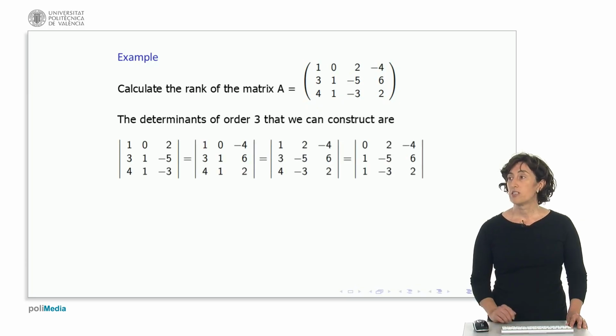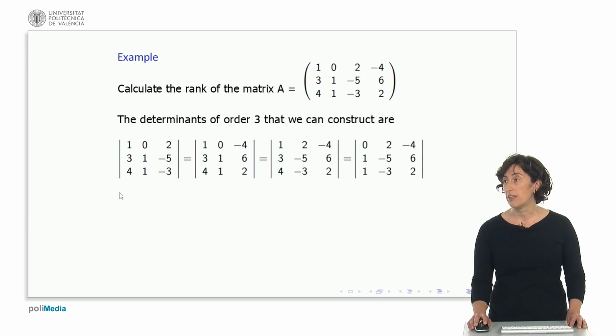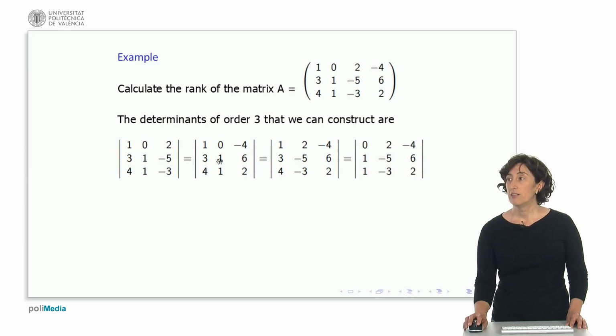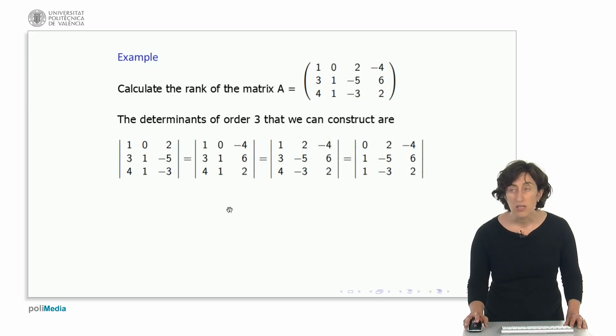Well, we build all the minors, the determinants of order 3 that we can build. All the minors of order 3 of that matrix are these that you see here. Let's choose, for example, the 3 rows and the first, the second, and the third column, and it would have this minor here. Or the first, the second, and the fourth column, which would have this minor here. Or the first, the third, and the fourth, and it would have this other. Or the second, the third, and the fourth, and it would have this other. These are all the minors of order 3 that we can build for this matrix A.